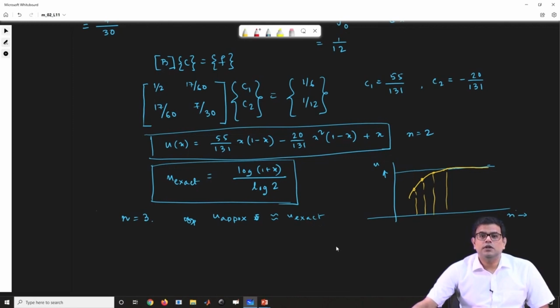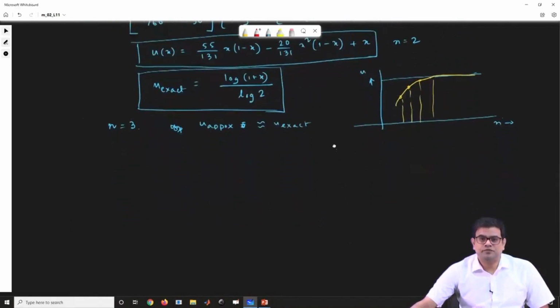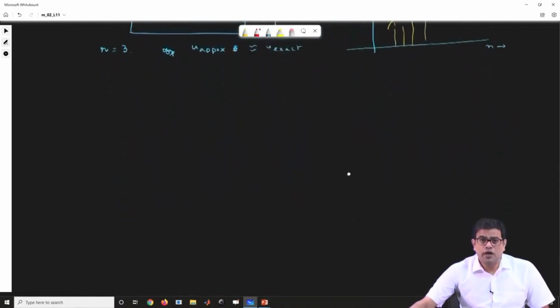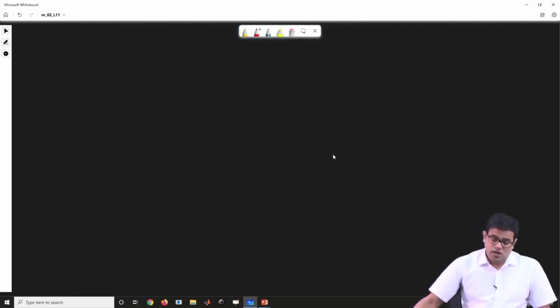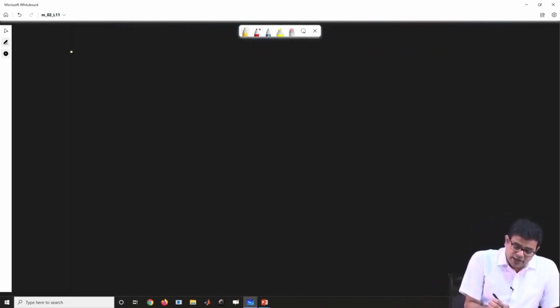So this is one example. Another example, let us consider a structural mechanics example. Let us consider a simple cantilever beam with a moment M0. Suppose this cantilever beam is loaded with q0 force.